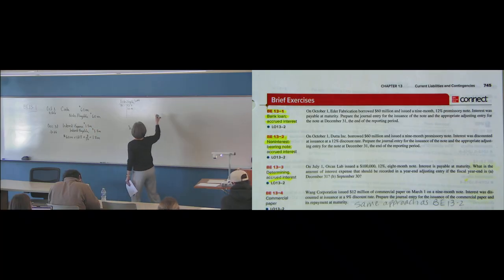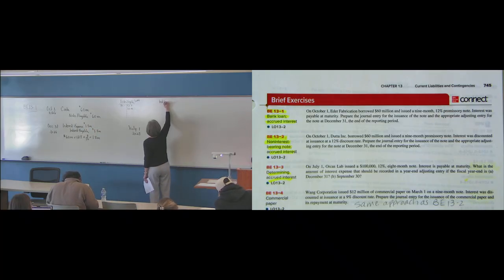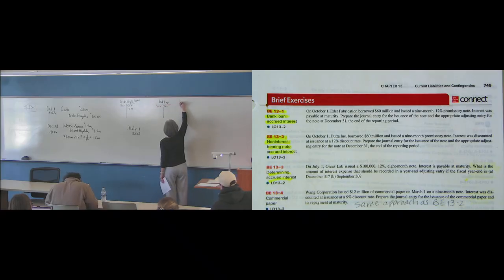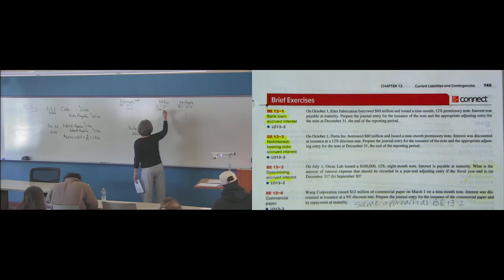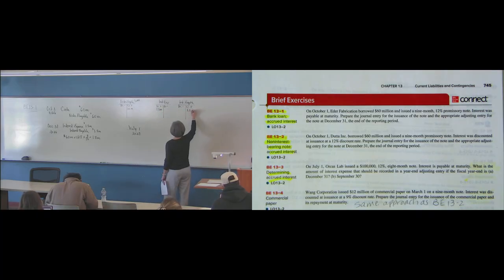Now, if I was keeping T accounts of all these things, the more important piece to this is the credit to interest payable, but we'll do it this way. All right, and I'm ignoring, I don't need a T account for cash because that's really not what we're focusing on here.